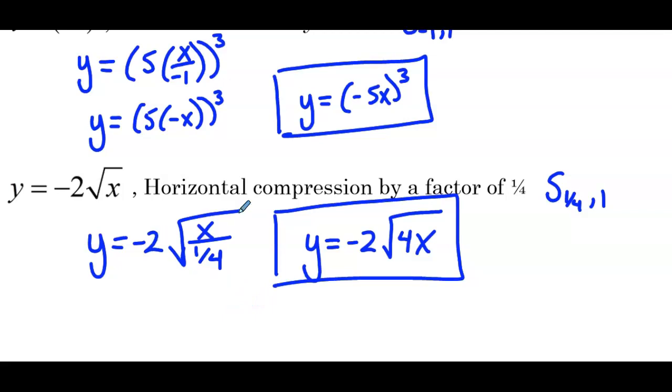Suppose it was a vertical compression, so let's say it would be y divided by 1/4. When we go to multiply it over, we would just have to do 1/4 times -2. And then just clean that up.